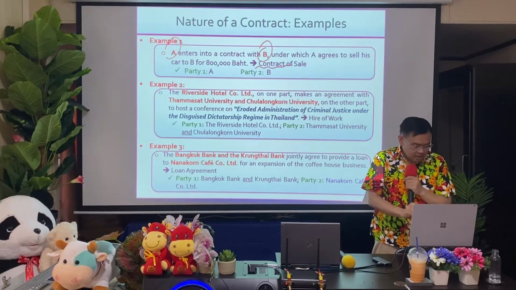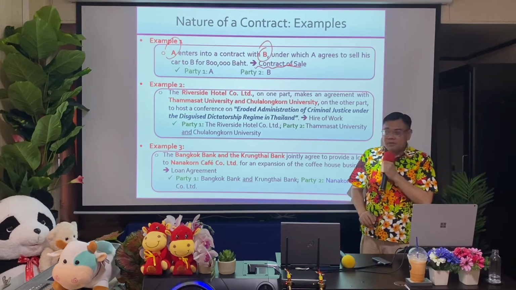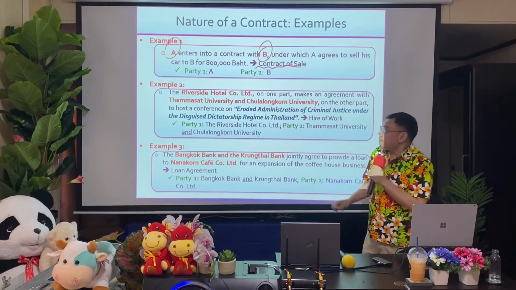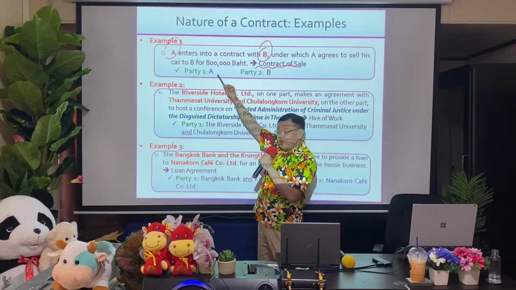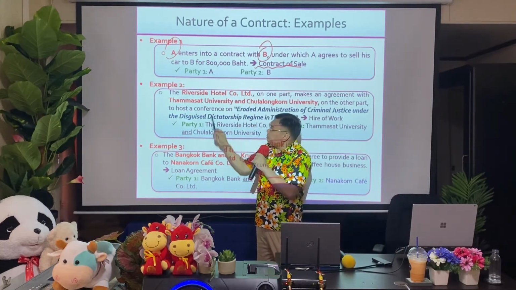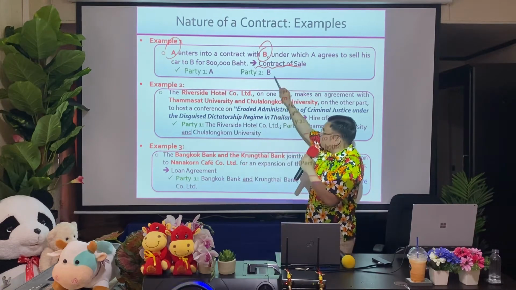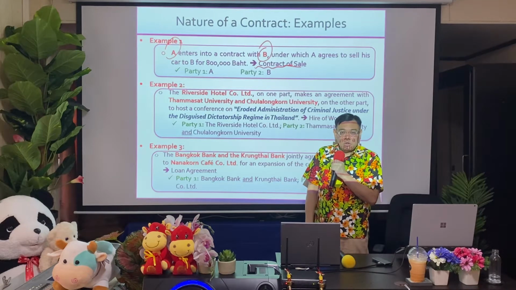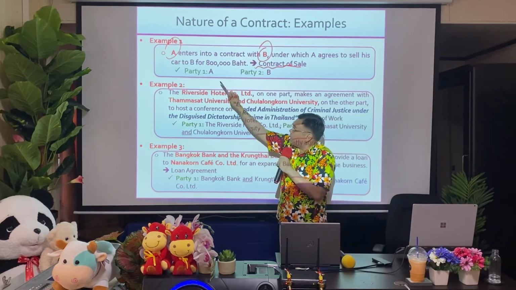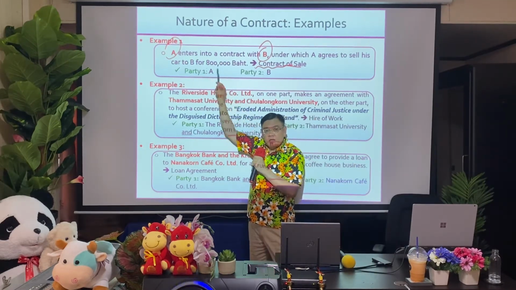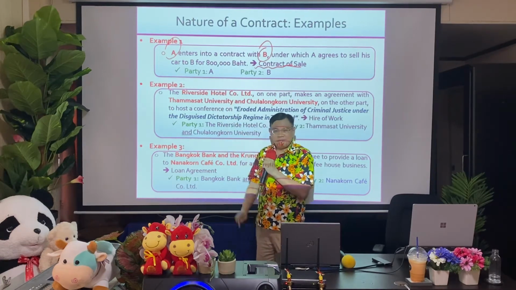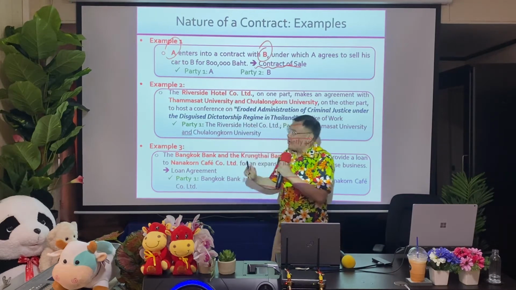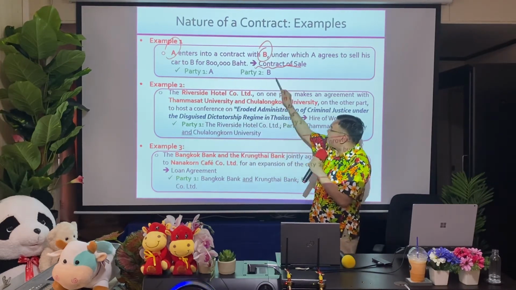Okay, you can see that this contract of sale is made between A and B, indeed between two parties. The first party is A. It is example number 1 here. The first party is A. The second party is B. You can see that in the first example, each party consists of one person. Party 1 consists of A, and party 2 consists of B.